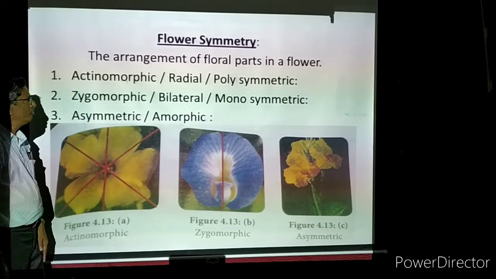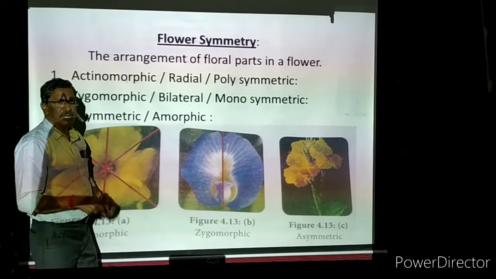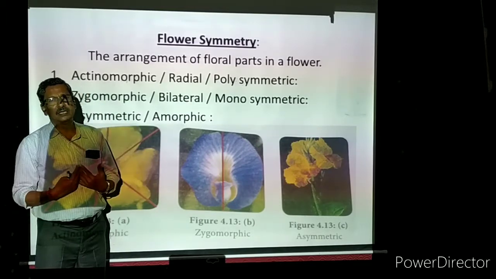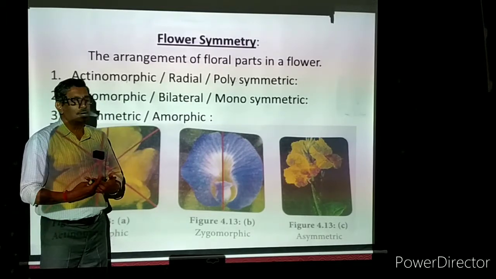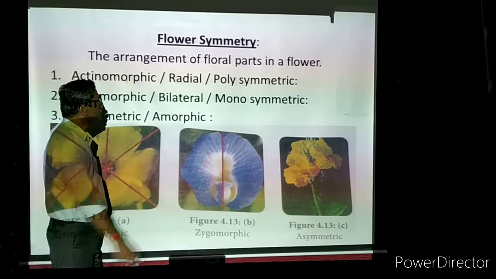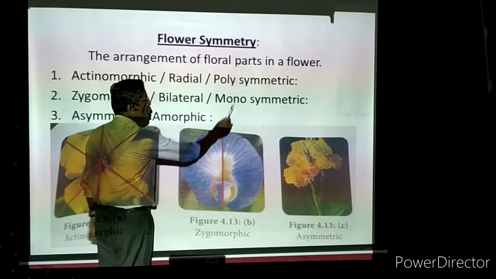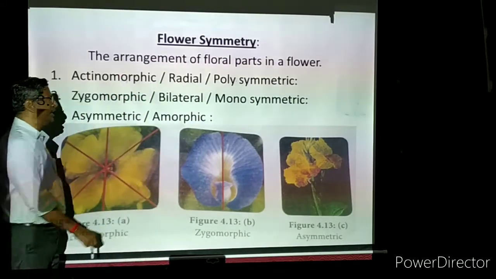Zygomorphic is also called bilateral symmetry. Bi means two, lateral means sides. So the floral parts are arranged on either side of the flower, right side, left side. That is called the bilateral symmetry. Monosymmetric. What is the meaning of monosymmetric? In the pictorial representation, I will tell about it.